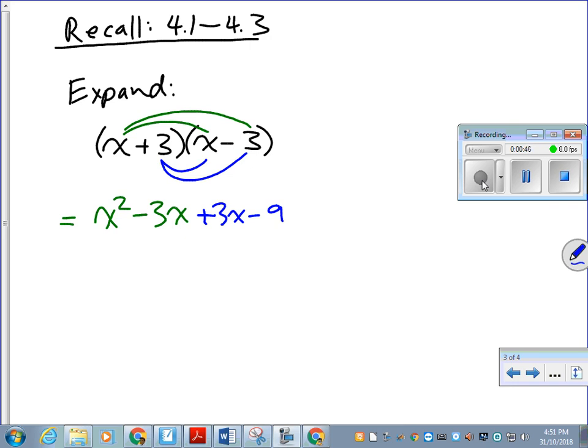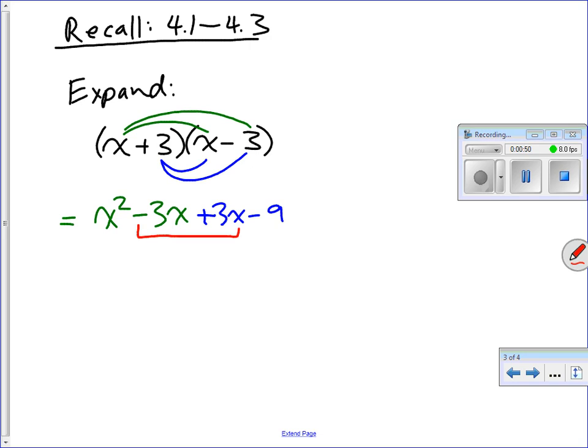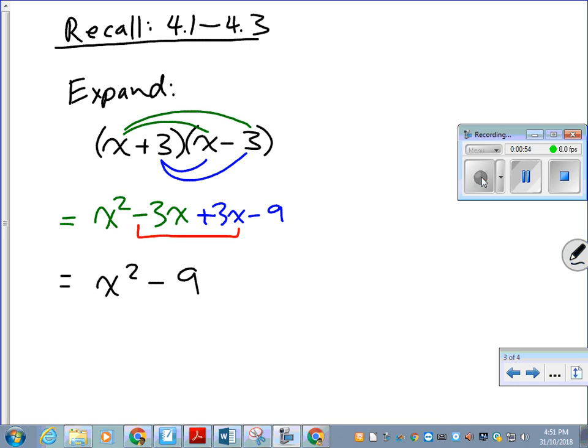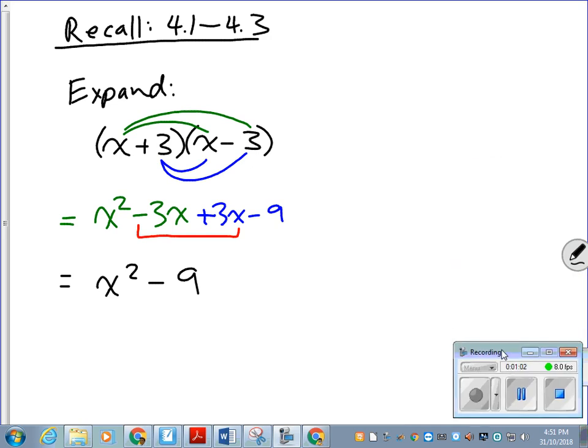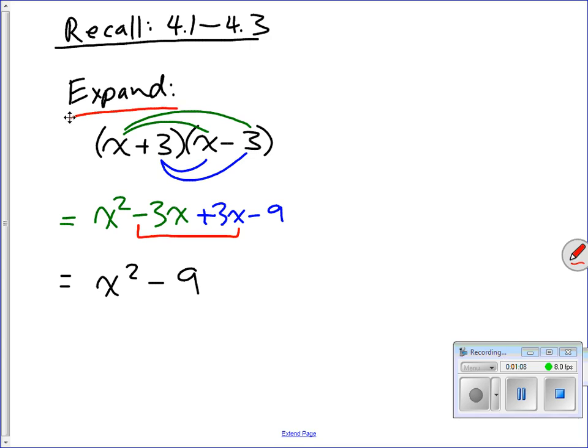Now you'll notice in the center of this problem, we have minus 3x and plus 3x. Those cancel each other out, and we're left with x squared minus 9. Now, we had originally taken a look at this and said to ourselves, there's got to be a pattern here. We did several of these, and we found that there was a pattern.